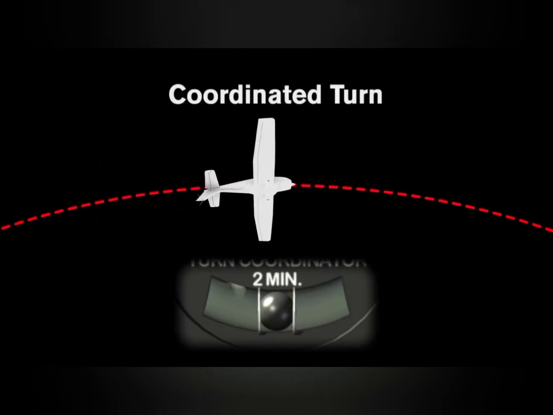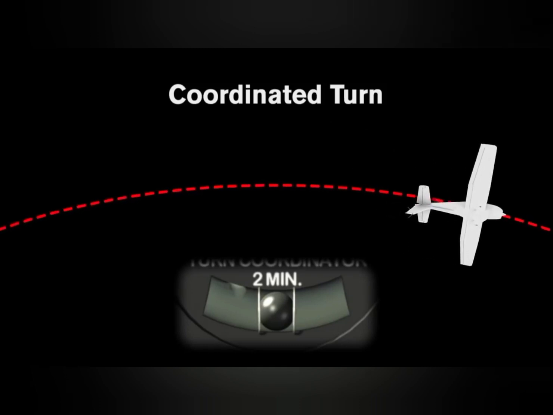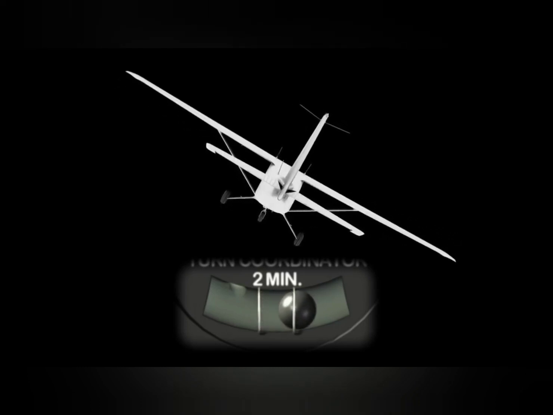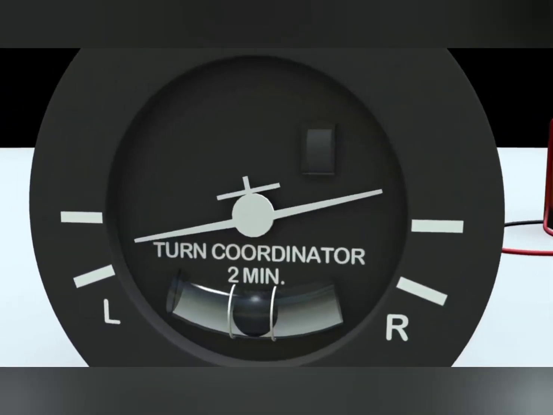The rate of turn on a turn coordinator is represented by a small airplane symbol that rolls, rotating right or left depending on the bank angle and the rate of turn. This indication is achieved due to the effect of precession on the gyro inside the turn coordinator.